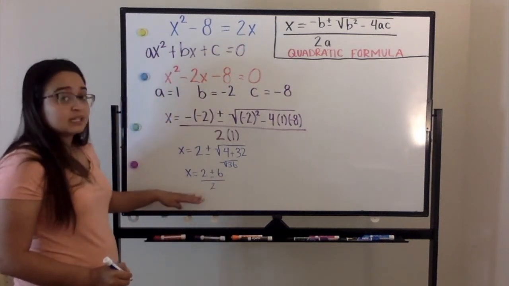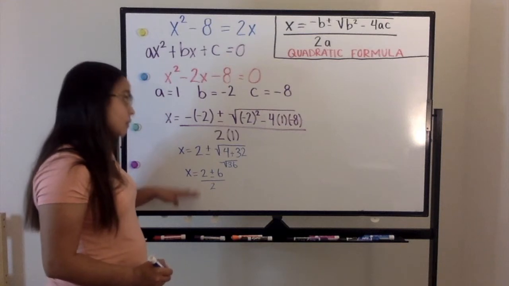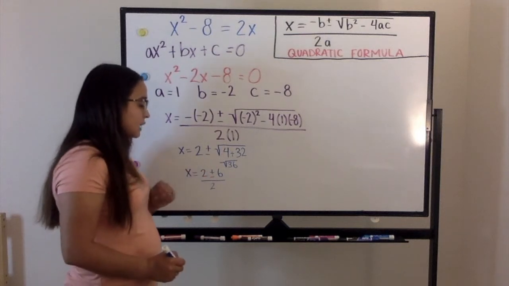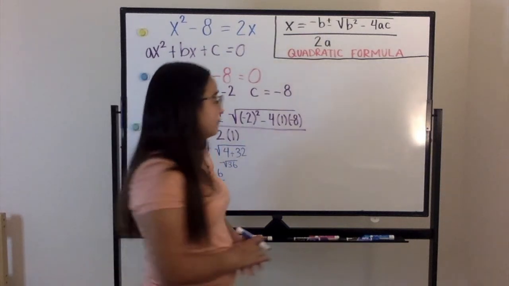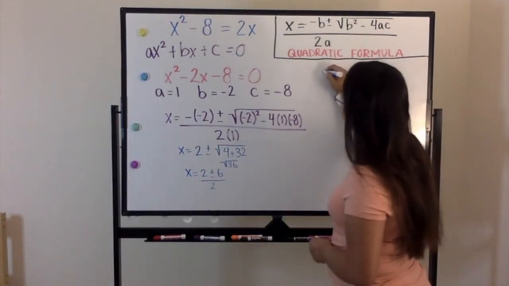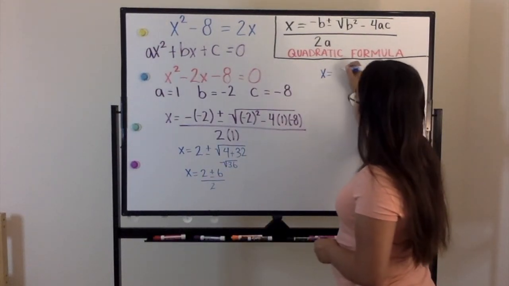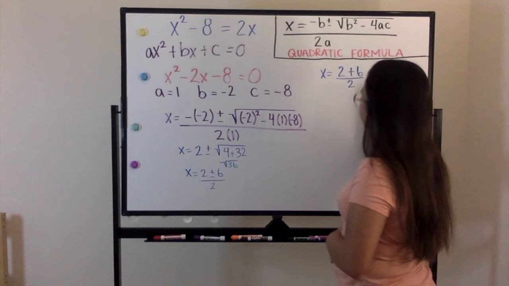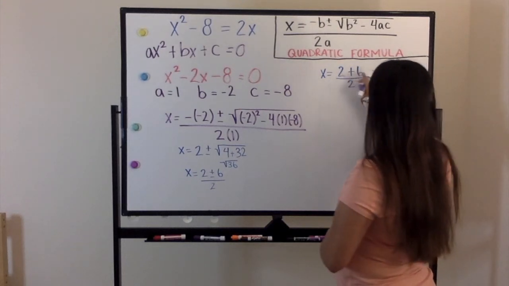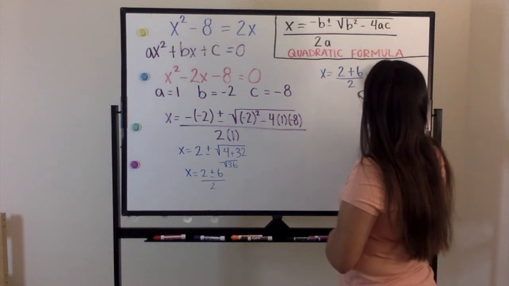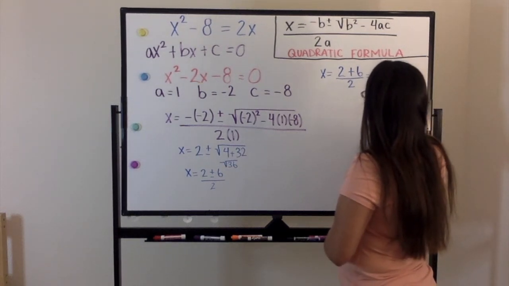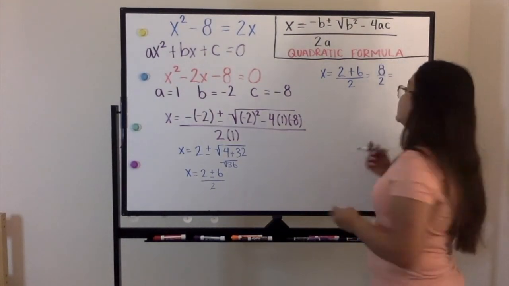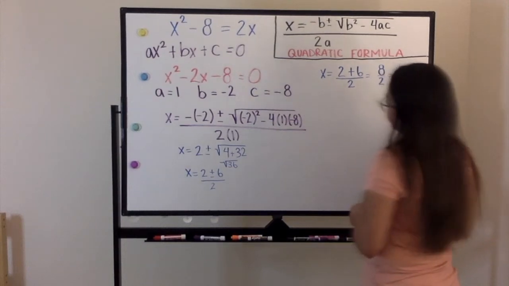Now we're going to go ahead and take this part of our quadratic formula and do it twice. Once with a positive 6 and once with a negative 6. Okay, let's go ahead and do that up here. So we're going to take x is equal to 2, let's start with the positive, plus 6 divided by 2. 2 plus 6 is equal to 8. So this is going to equal 8 divided by 2. And 2 goes into 8 4 times evenly. So our answer is 4.